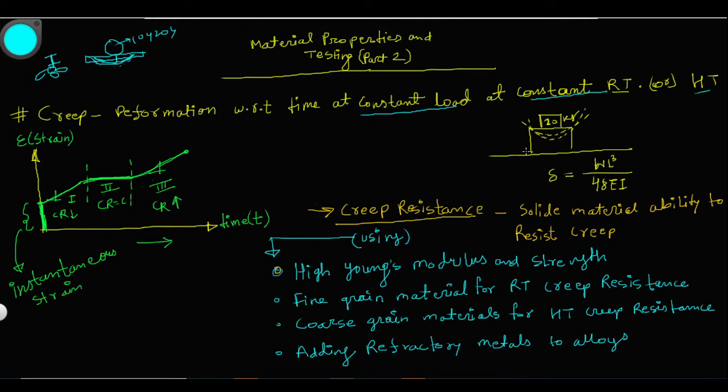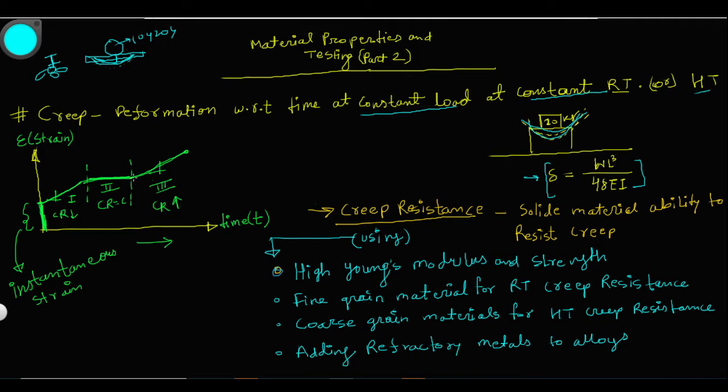So for example, see on this frame a 20 kg load is applied. Due to that 20 kg load, there will be instantaneous deformation. This instantaneous deformation is WL cube by 48 EI. And after that, apart from the instantaneous deformation, if this load is placed over a long period of time, for years, then there will be a slight deformation. That deformation we will call creep.